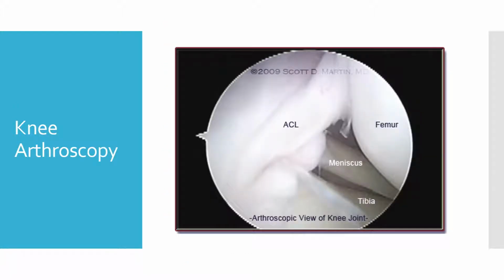This is a knee arthroscopy, just showing what it would look like through the scope. So there's the tibia, the meniscus, the femur, and the ACL right there.